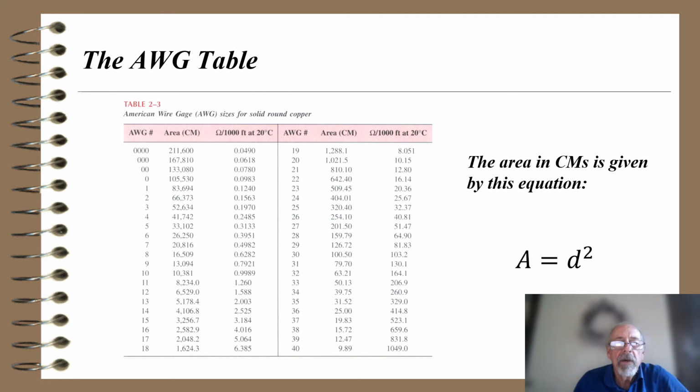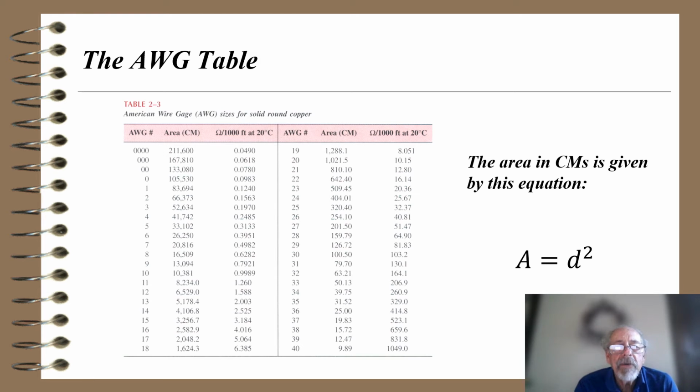So here's an AWG table: American wire gauge sizes for solid round copper. You see the numbers 1 through 40, which probably grab your eye first, but then you see 0, 00, 000, and 0000. It turns out they wanted to make larger size wires, so they made single-aught, double-aught, triple-aught, and quad-aught wire, which was bigger. The area in circular mils is given by the equation A equals D squared, where D is the diameter.